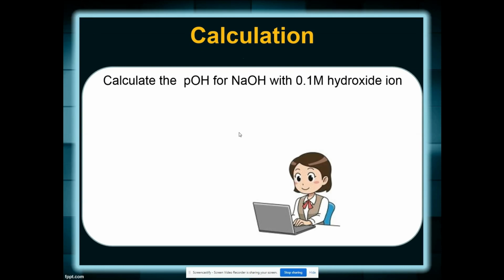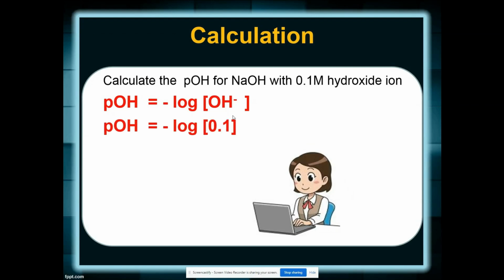Calculate the pOH for sodium hydroxide with a concentration of 0.1 molar of hydroxide ions. When you want to calculate the pOH, again the formula we're going to use is pOH equals the negative log of the concentration of hydroxide ions. Substitute the concentration of hydroxide ions given, which is 0.1, and put it in. If it's in decimal and you change it to standard form, it's going to be 10 to the power of negative 1, right?